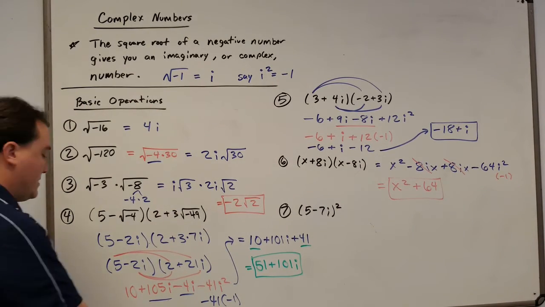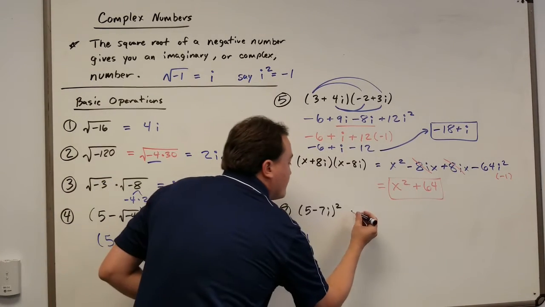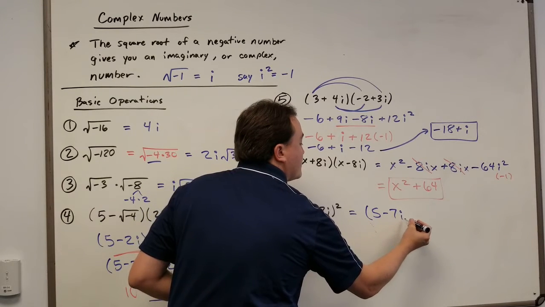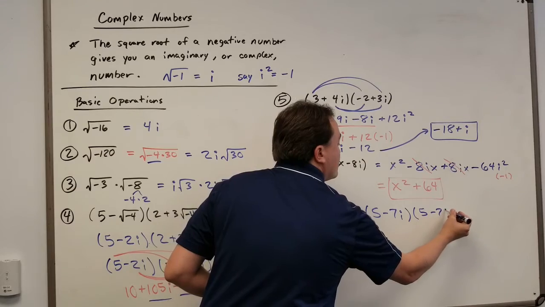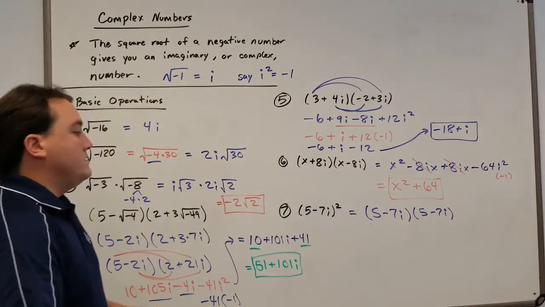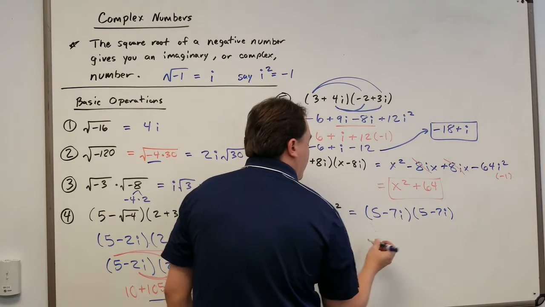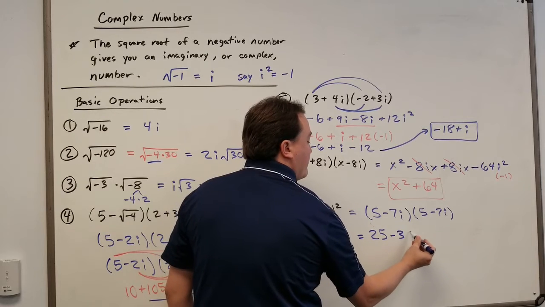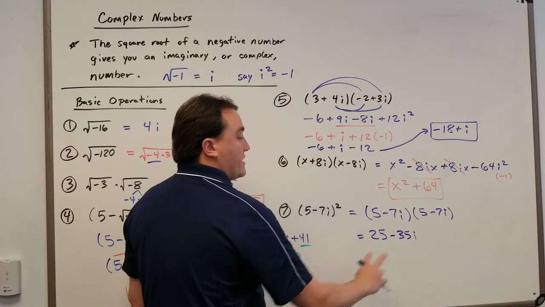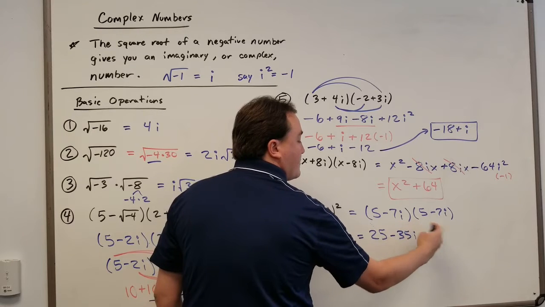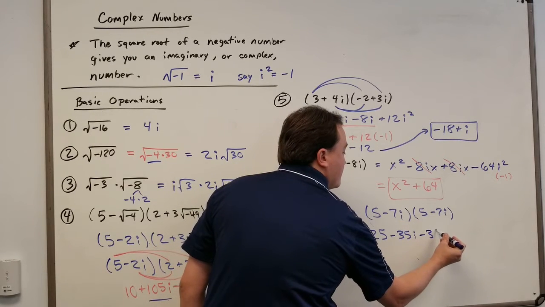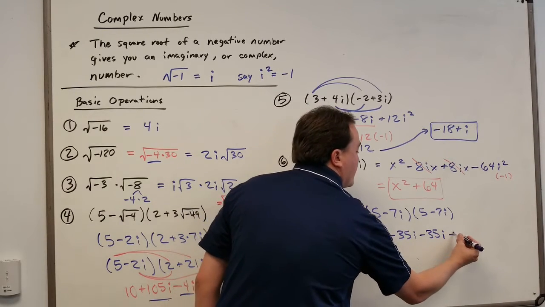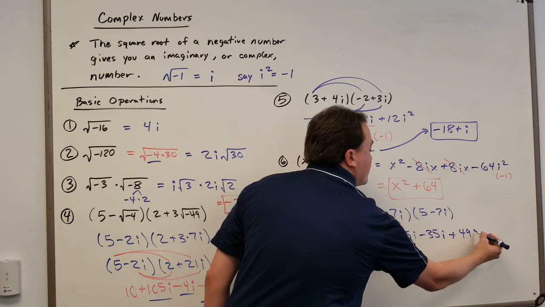Then the last one. So we have to write this out twice. 5 minus 7i times itself. And FOIL. Alright, so 5 times 5 is 25. 5 times negative 7 is negative 35i. Then the insides, negative 7i times 5 is negative 35i. And then negative 7i times itself is positive 49i squared.